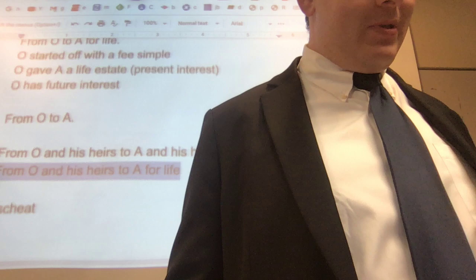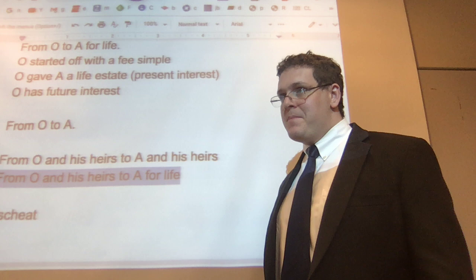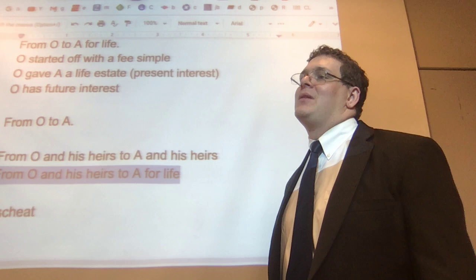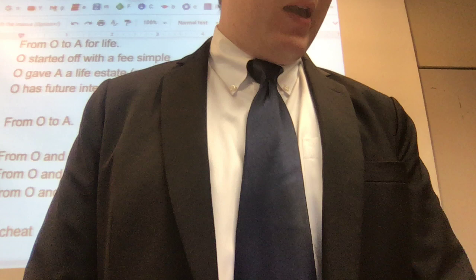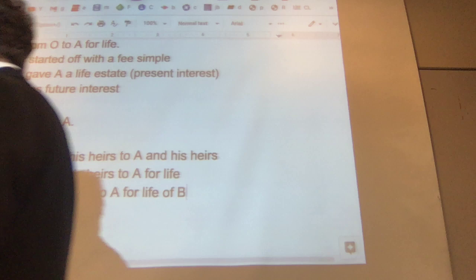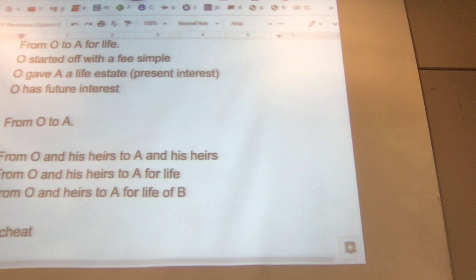Yes, when you see this language, from O and his heirs to A for life, you're presuming the measuring life is A. And why are you presuming that? It's the only life mentioned, right? See, I'm going to get myself in trouble. But you could say, from O and his heirs to A for the life of B. Oh, I just messed with you. See what I did there? You asked for it. I'm sorry. But you can do that. You can say, hey, A, you can keep it until B dies, and when B dies, it goes back to O. You don't have to, but you can do that.